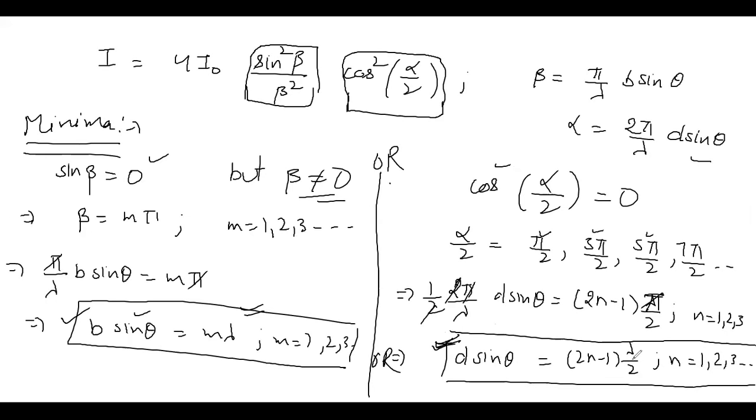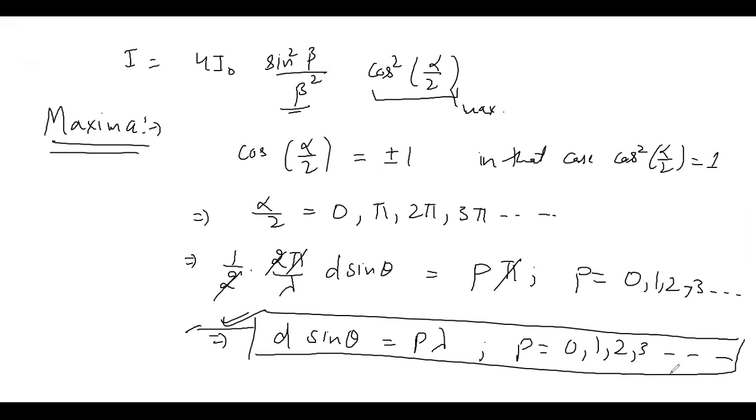क्या तो या तो आपका d sin theta 1 लैम्डा हो सकता है, 2 लैम्डा हो सकता है, 3 लैम्डा हो सकता है, या लैम्डा बाई 2, 3 लैम्डा बाई 2, 5 लैम्डा बाई 2 हो सकता है. दोनों कंडीशन साइमल्टेनियसली सेटिस्फाइड नहीं होंगी, राइट? Either your d sin theta could be an odd multiple of lambda by 2 or it could be an even multiple of lambda by 2. ये दोनों कंडीशंस कभी भी साइमल्टेनियसली सेटिस्फाइड नहीं होंगी.